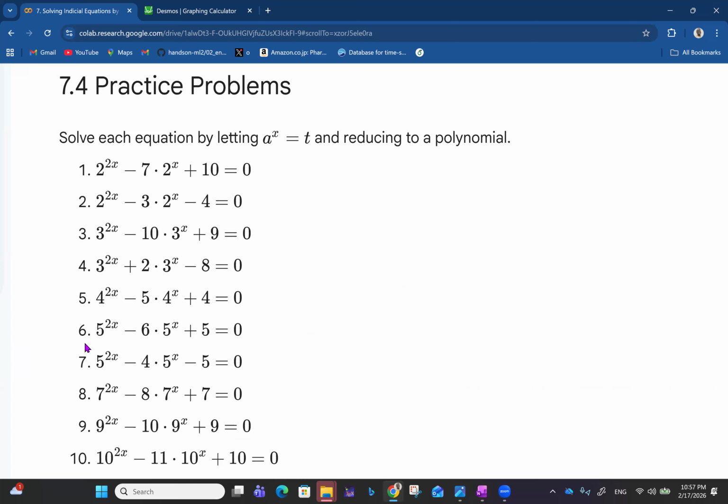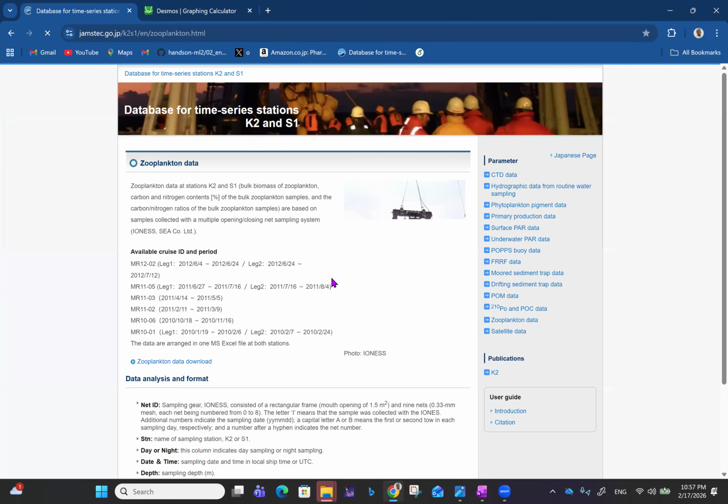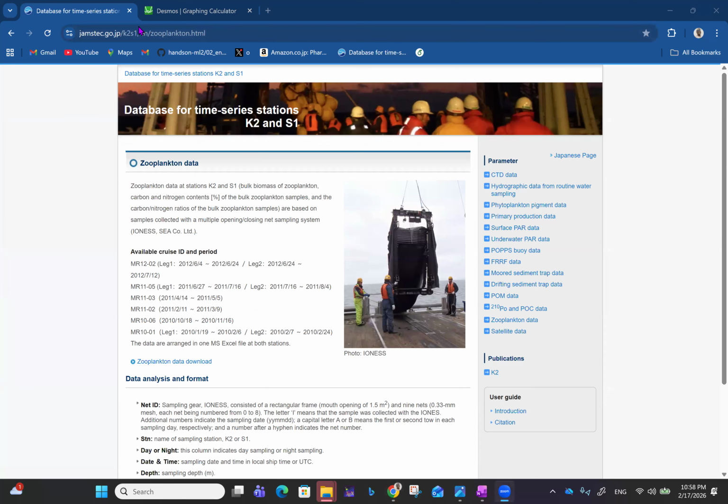Which one should I go for? Let me take 5. Yeah, let me take 5. So again, let me do the normal snipping thing I did the other time.